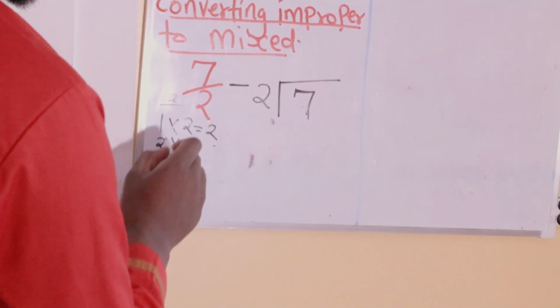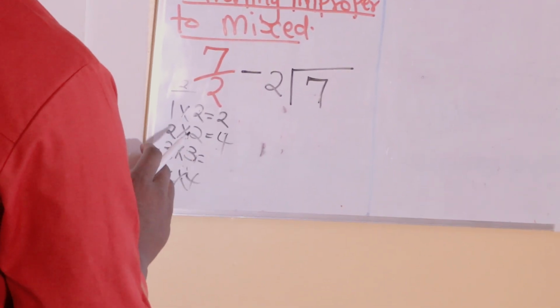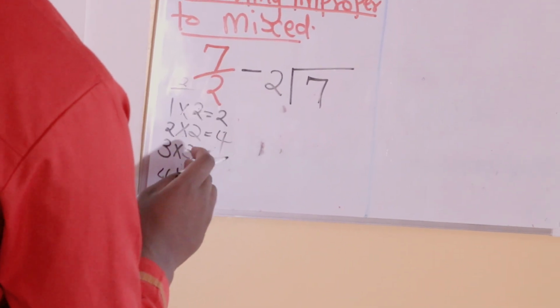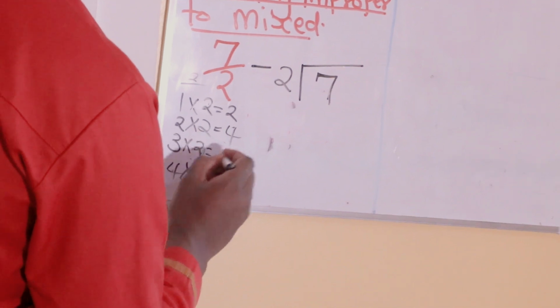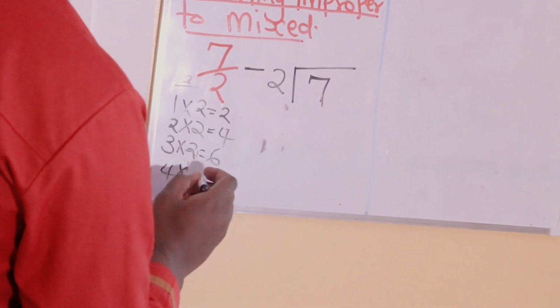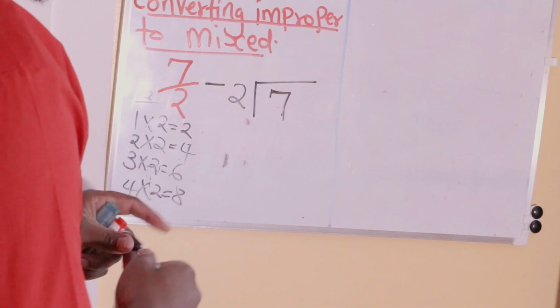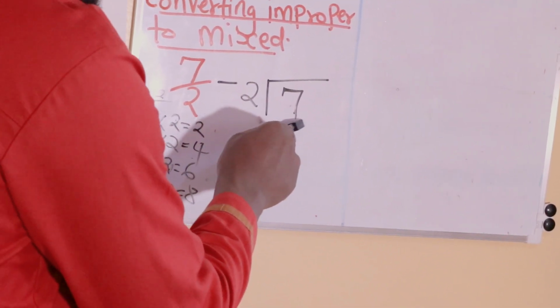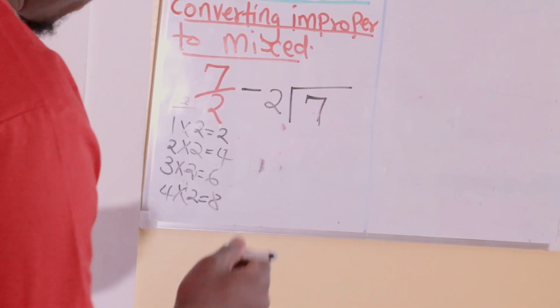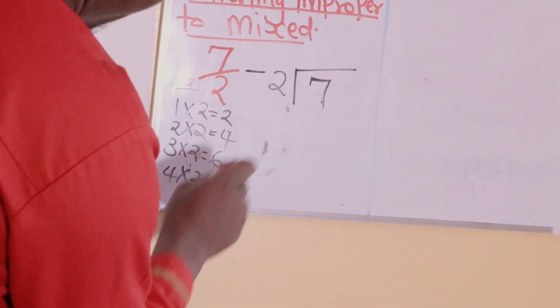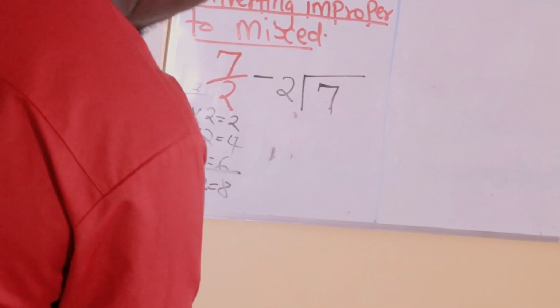1 multiplied by 2 is 2. 2 multiplied by 2 is 4. 3 multiplied by 2 is 6. And 4 multiplied by 2 is 8. That is it. Now, which number can we multiply by 2 that is close to 7? We'll come and check. 4 is smaller, 8 is bigger. So we check on this.